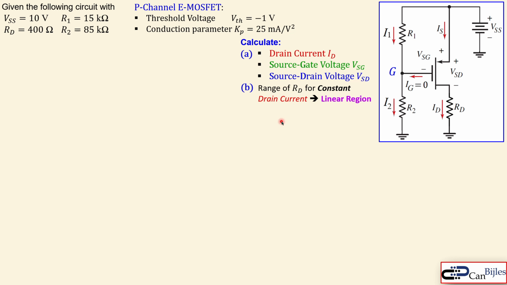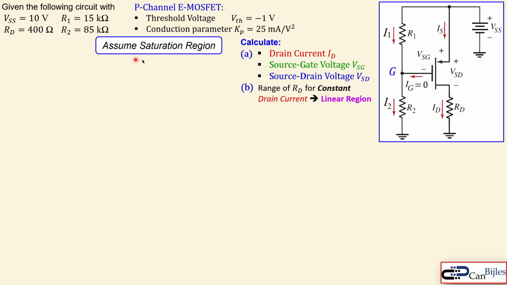We have a couple of things to do. In question A, we would like to calculate the drain current and the source to gate voltage. In this case, it is source to gate, not gate to source, and also source to drain, instead of the drain to source for the N-channel. In question B, we would like to know what the range of RD is for constant drain current. That means the linear region or the saturation region in the MOSFET circuits.